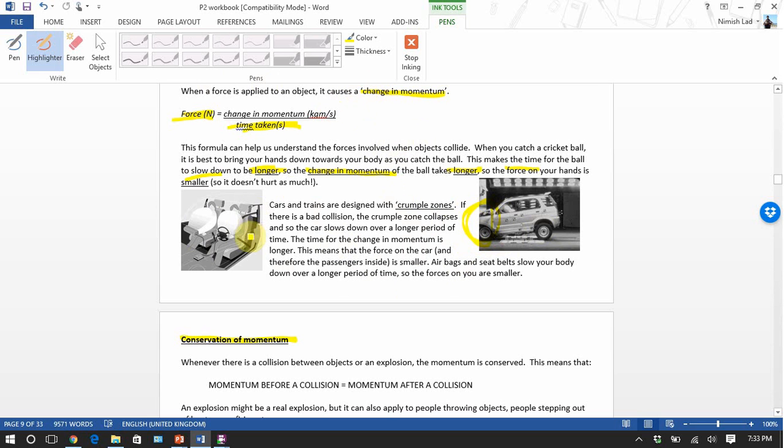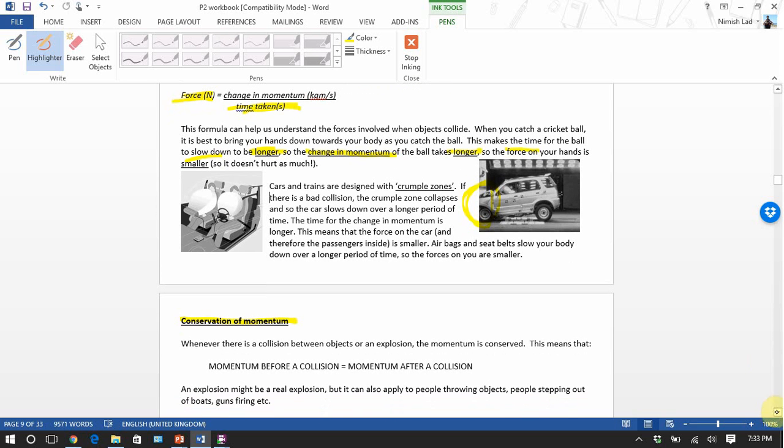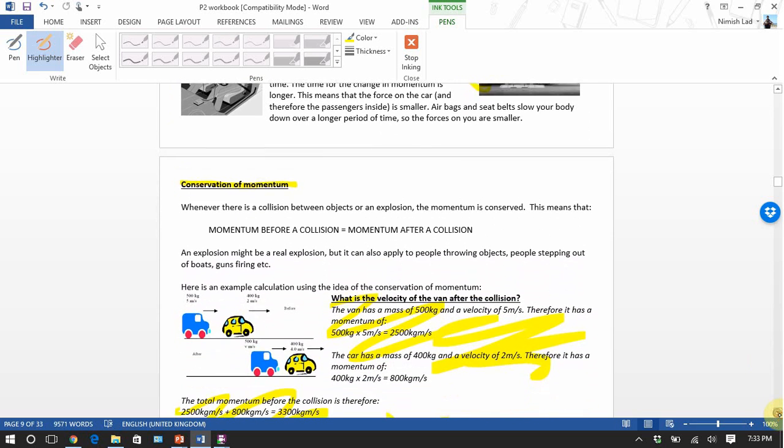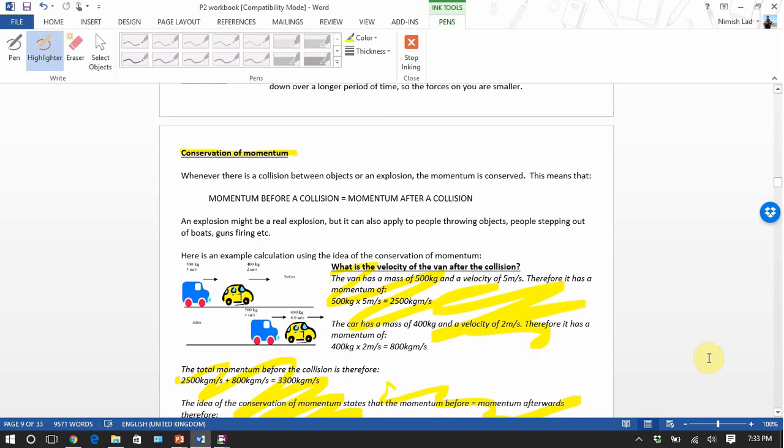Airbags do the same thing. They decrease the rate of change of momentum, okay, therefore decreasing the force. Force is the rate of change of momentum. And if you ever hear that phrase rate, that just means divided by time. The rate of change of momentum is force, because it's changing momentum over time. Rate of change of energy, which is going to come up later on, is power, because it's energy over time.